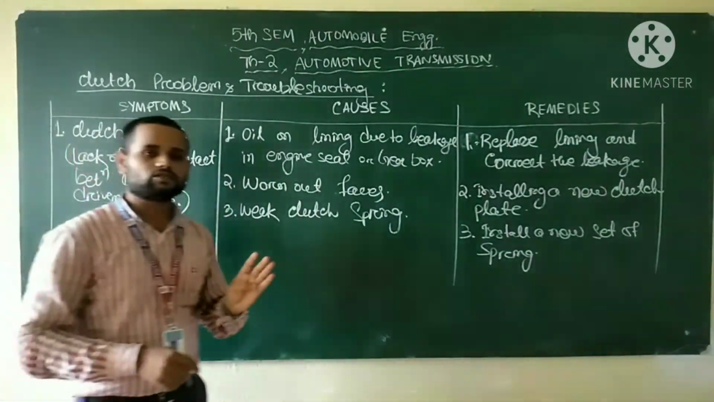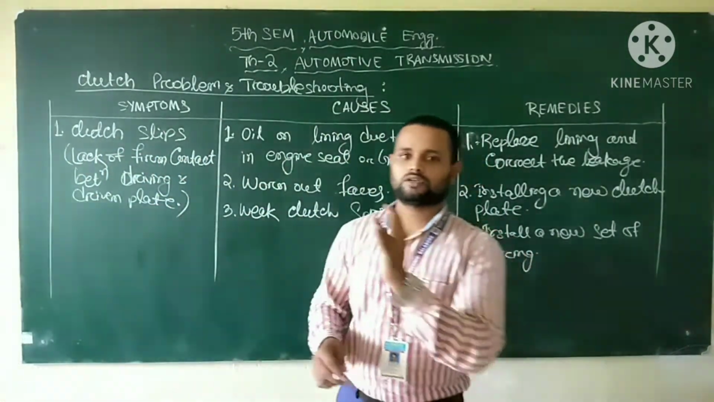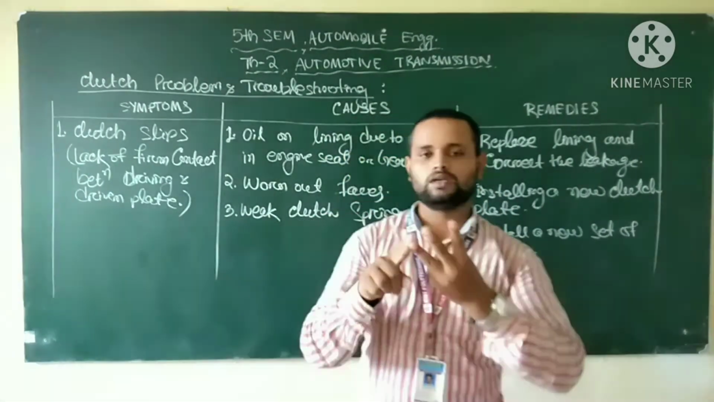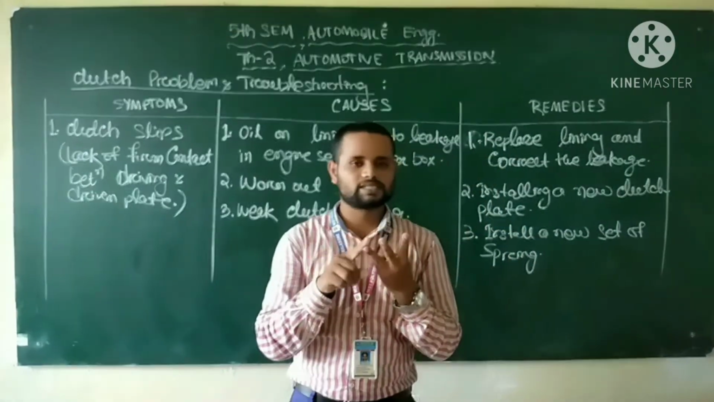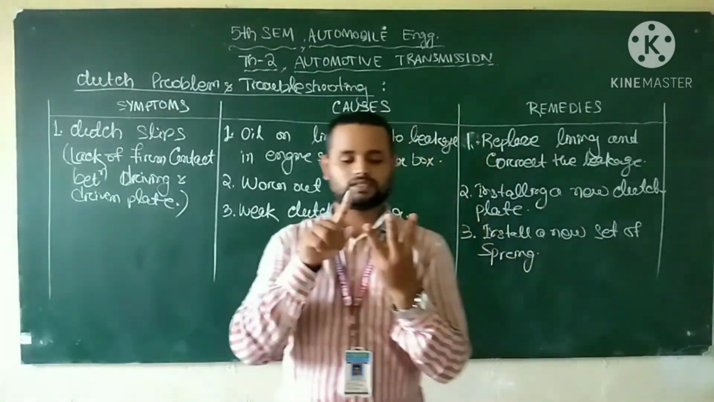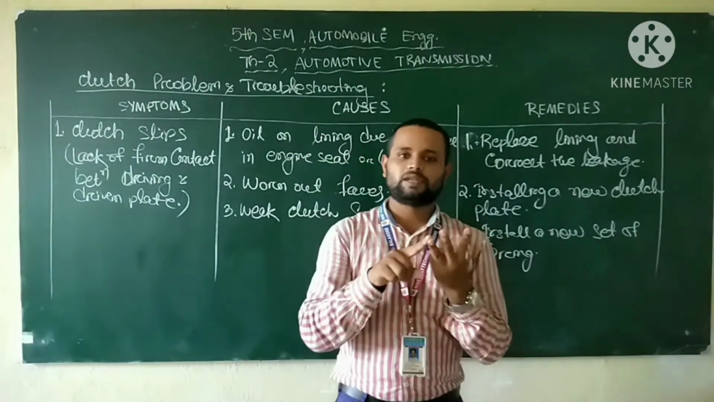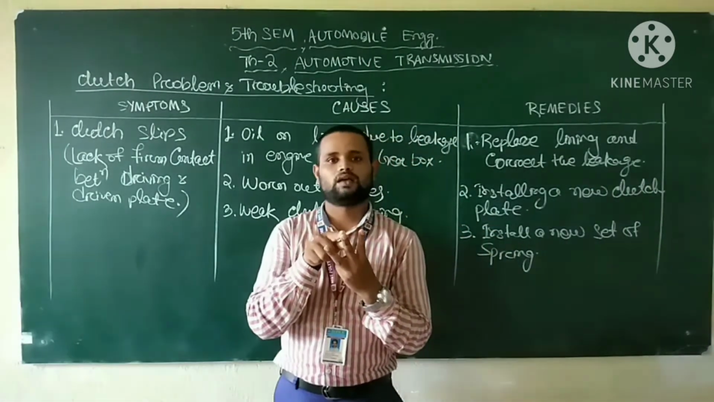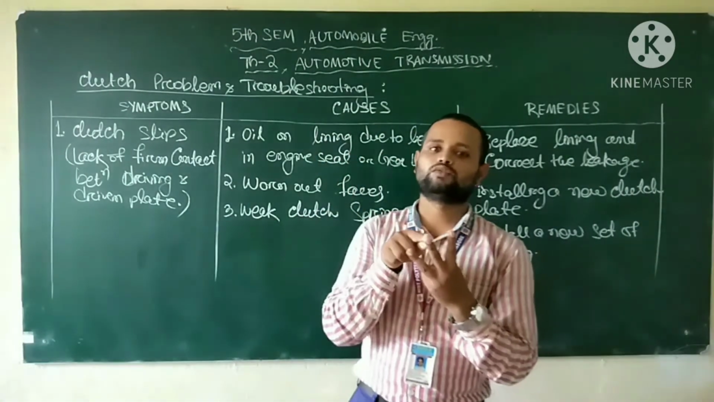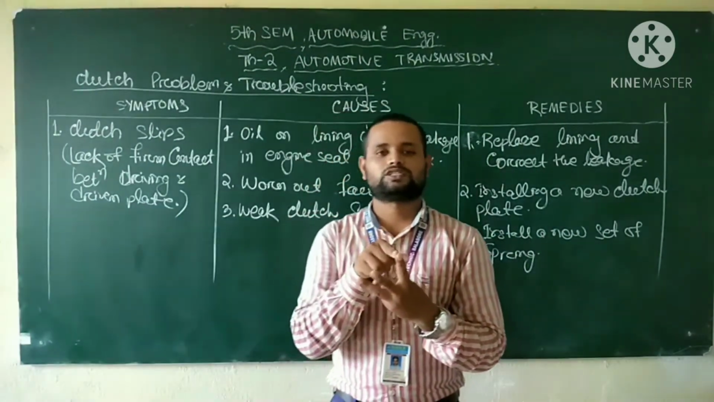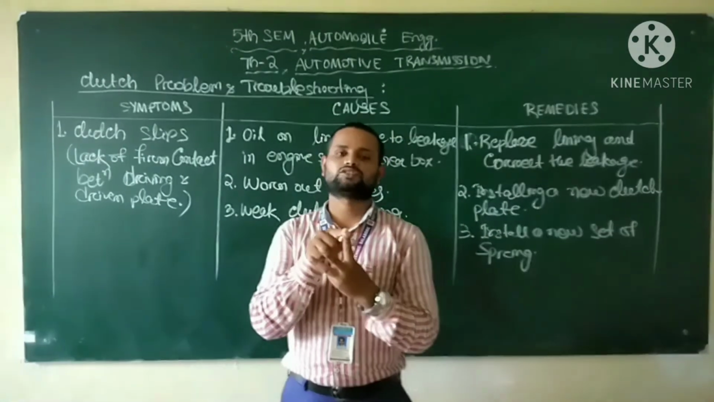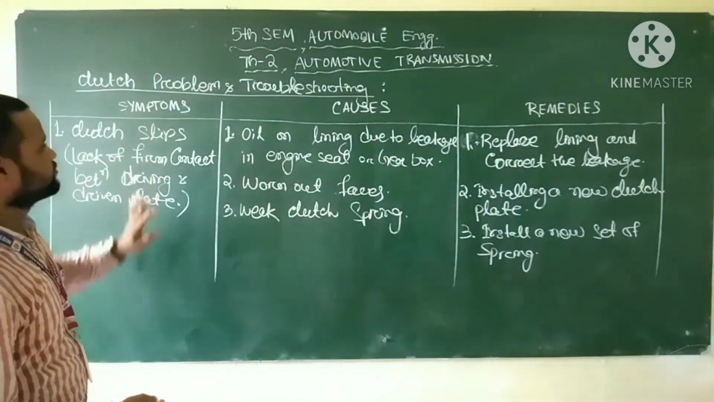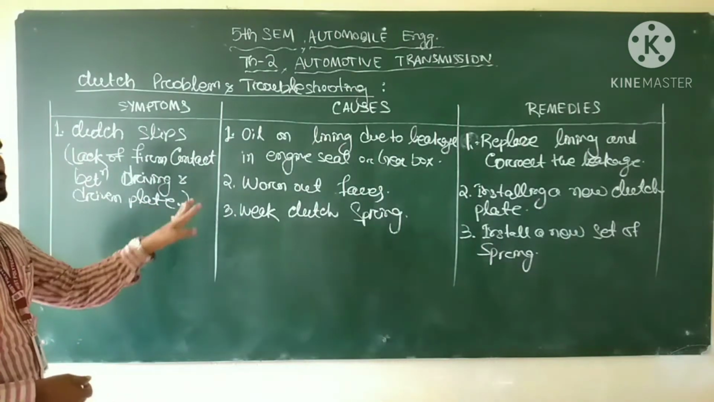So for the symptom of friction clutch slips, there are three causes. First is oil on lining due to leakage in the engine seal or gearbox, and the remedy is replace the lining or correct the leakage. The second cause is worn out facing, and the remedy is install a new clutch plate. Third is a weak clutch spring, that means install a new clutch spring. So clutch slip is the first symptom of clutch problem. Make a note.